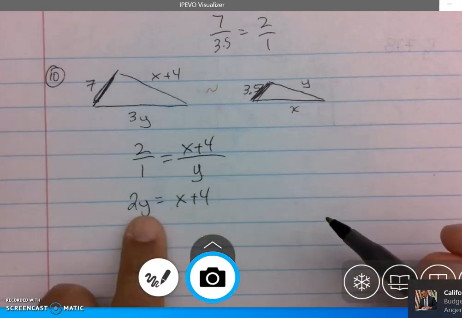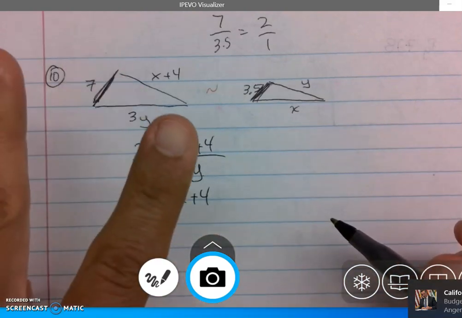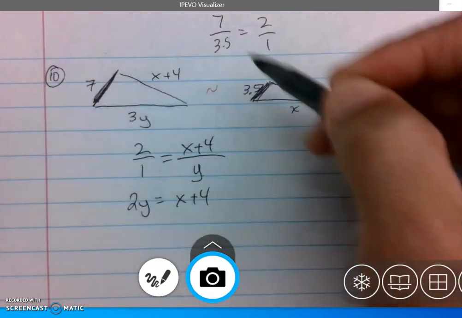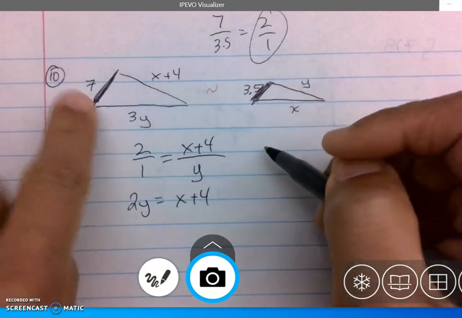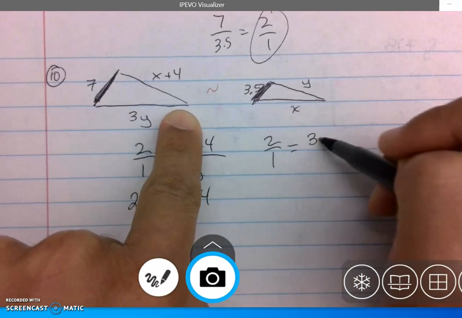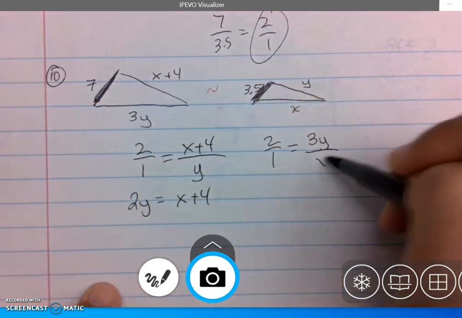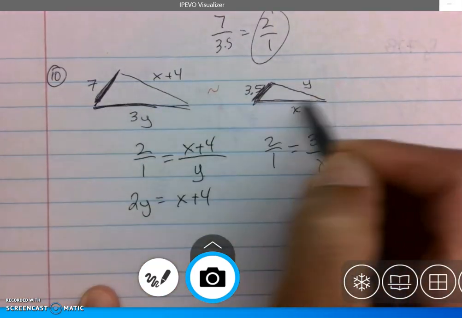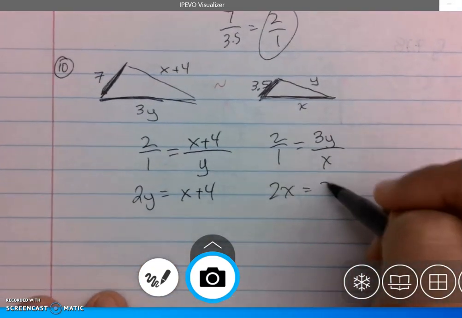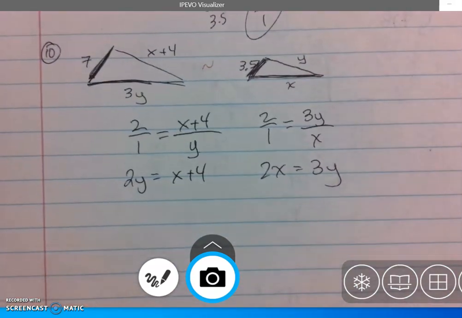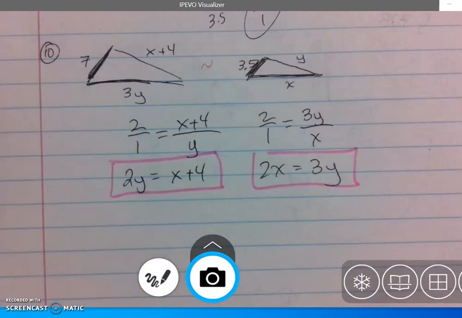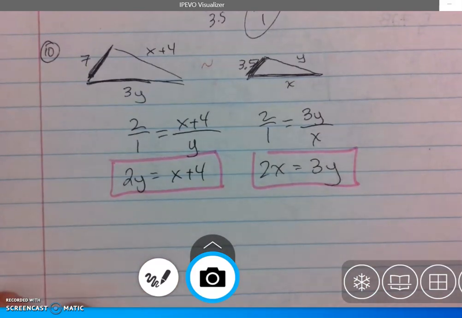You cannot solve two different variables with one equation. You need two equations if you have an x and y. So we're going to create the other equation. Again, it's 7 and 3.5, but I'm just going to go 2 to 1. 2 to 1 is equal to 3y compared to x, the bottom leg compared to the bottom leg. Cross multiply this, you get 2x is equal to 3y. Now you've got two equations with two variables, and now you have what is called a system of equations. So we're going to use both equations to help solve for x and y.